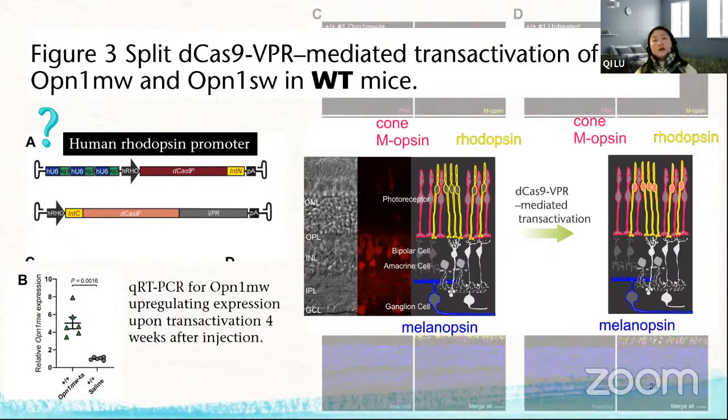And here, because they have to use the AAV transfection system and using the human rhodopsin promoter, this dual AAV vector design is like this: one construct has the single guide RNA sequence, and part of the Cas9, and another has the C part and the VPR fusion protein.